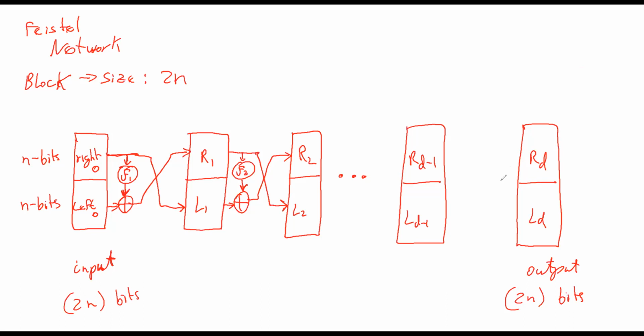So then here once again, RD-1 just slides down, becomes LD. But RD-1 must also go through FD, right? FD over there. And then that gets XORed with LD-1. You XOR those. And then now this slides and becomes RD. And that's it. That's the Feistel network.